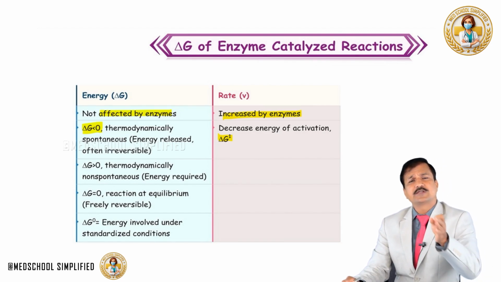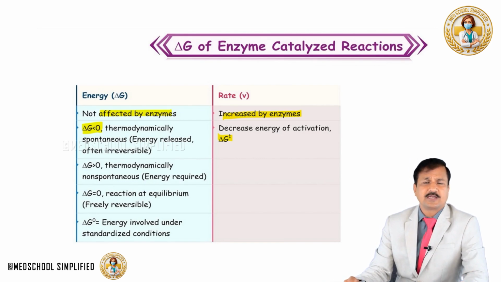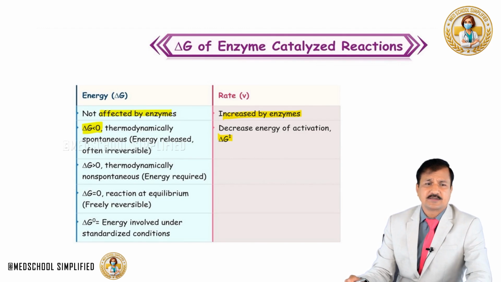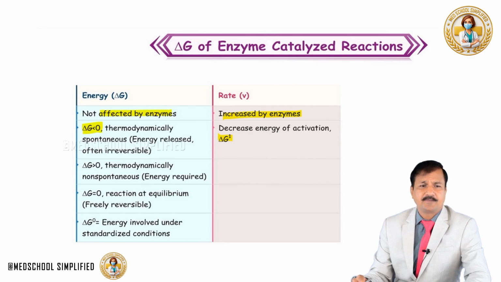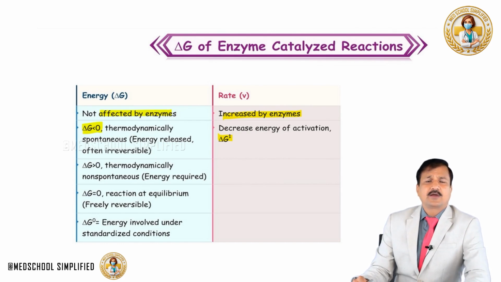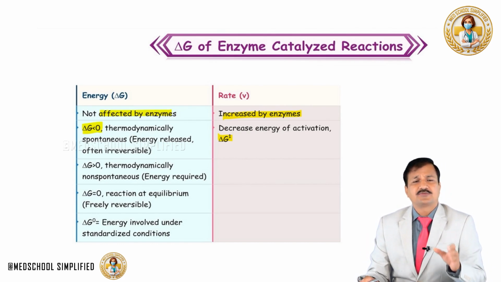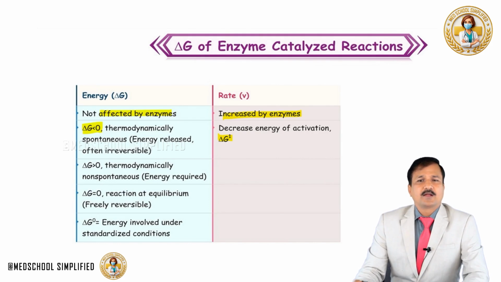If delta G value is more than 0, that is in positive sign, it's a thermodynamically non-spontaneous reaction. Energy is required for the reaction to go on. They are endergonic reactions. If delta G is equal to 0, the reaction is at equilibrium. Usually these are freely reversible reactions. So these are some of the meanings for delta G based on the delta G values. That's all about the general introduction to enzymes, some of the terminologies that are used in enzyme catalyzed reactions, and the mechanism of enzyme action.